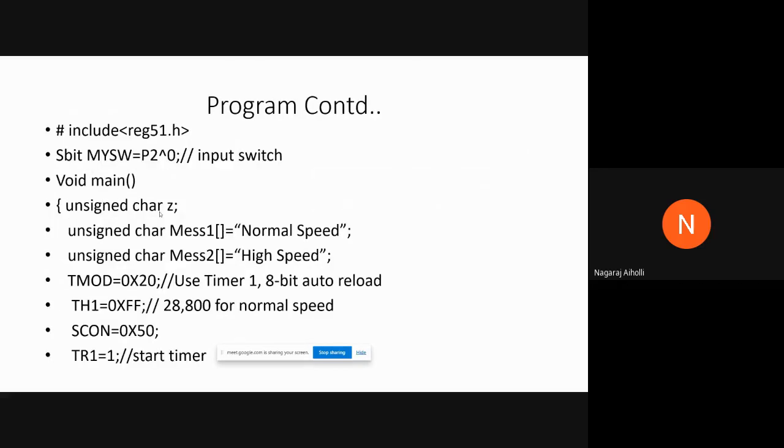Let us write the program, starting with the header file #include reg51.h. Then sbit myswitch equals P2.0, because the switch is connected to P2.0. It's an input switch. Main function void main. Then we declare the variables: unsigned char z, unsigned char message1 equals normal speed, and unsigned char message2 equals high speed. The two messages have to be declared or defined.